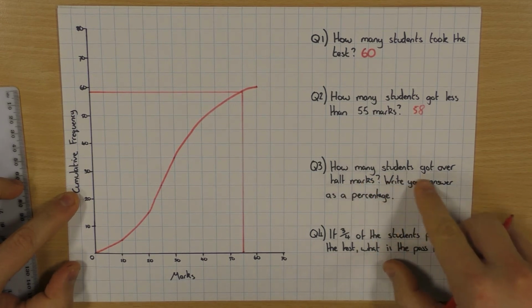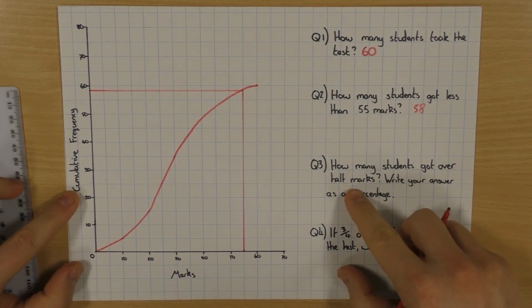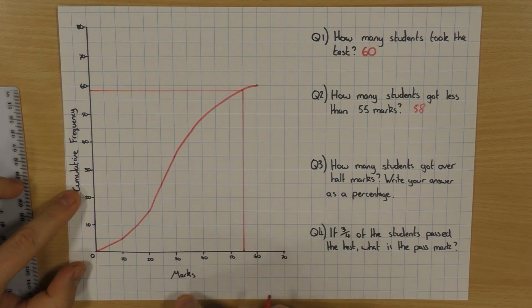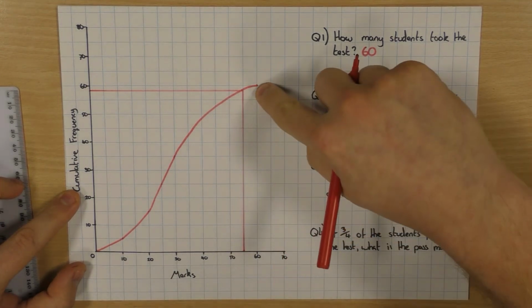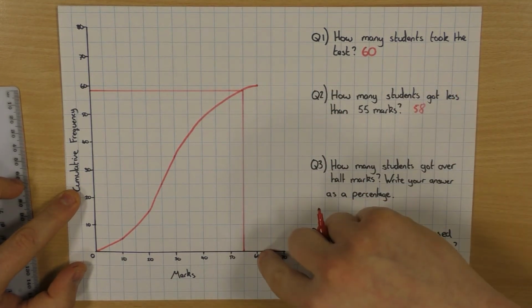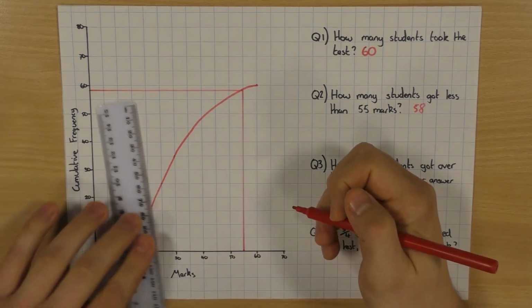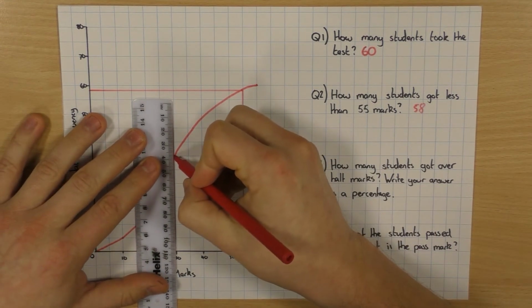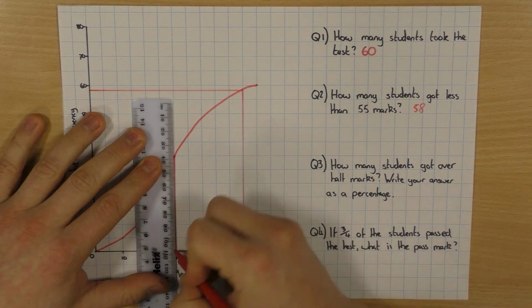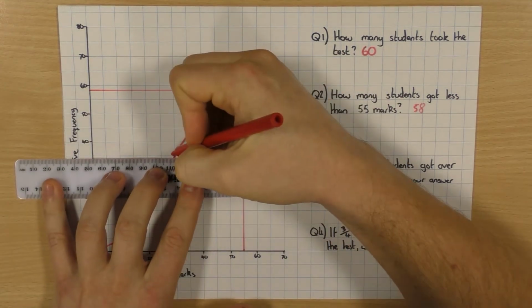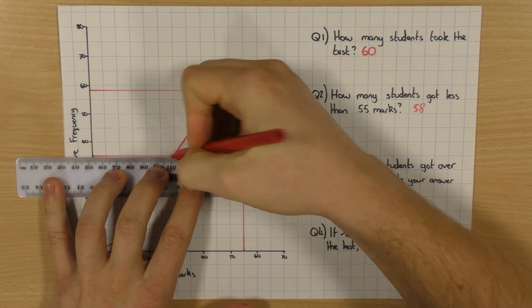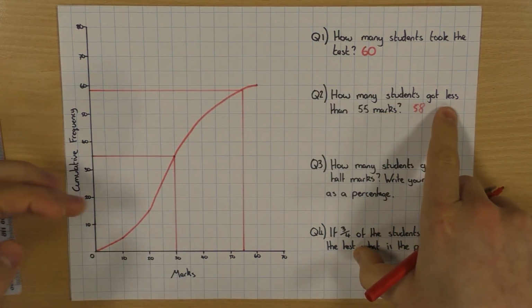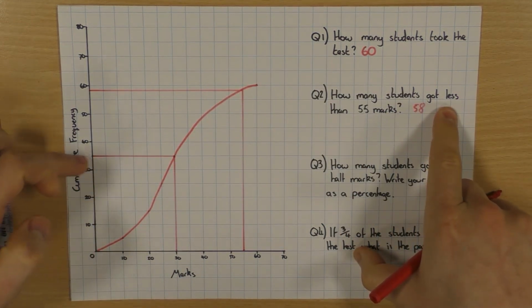Next one, how many students got over half marks? So half marks, well, the cumulative frequency graph ends there, so I go down to 60, so half marks there would be 30. So I'm going to go up from 30, and I'm going to go across. So how many students got less? So it's less than this. So as I go to there, it's 35.